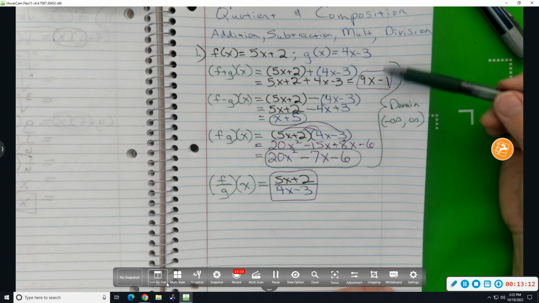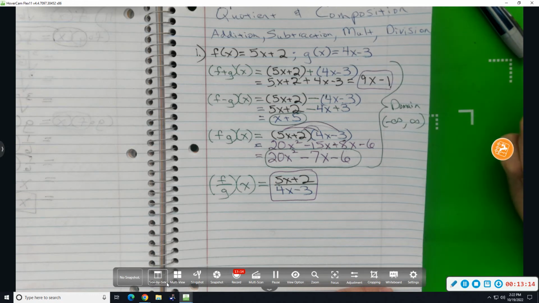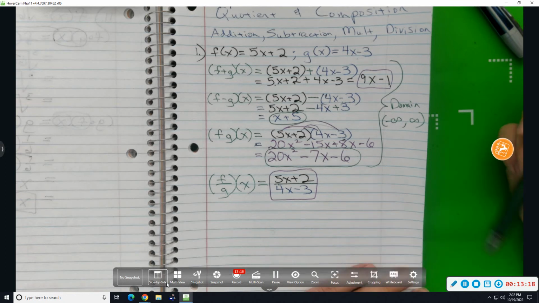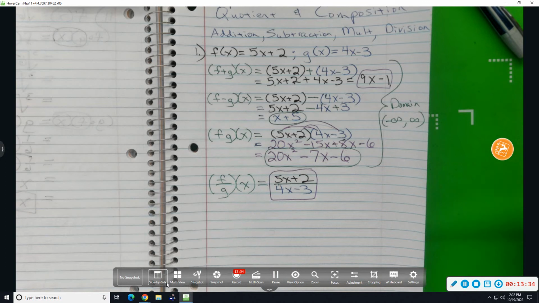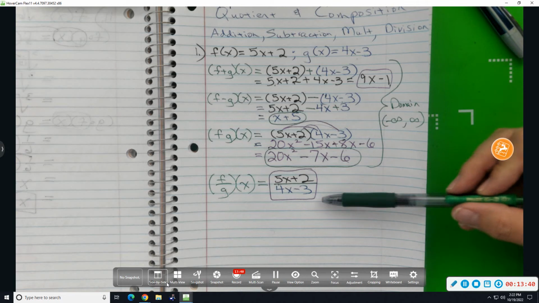As we look through that work, we don't see any fractions, so there's not going to be any denominators of 0. We don't see any square roots, so there's not going to be any imaginary numbers. F and g are linear functions, hence the domain, all real numbers. But I'll tell you right now, the domain for f divided by g will not be all real numbers. I look there and I see a fraction.